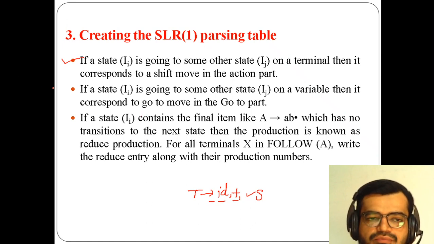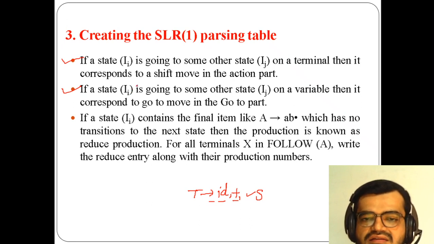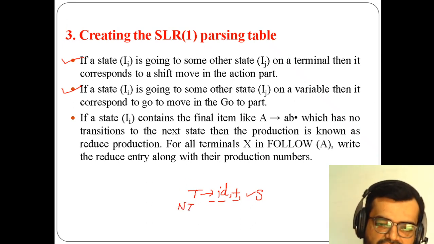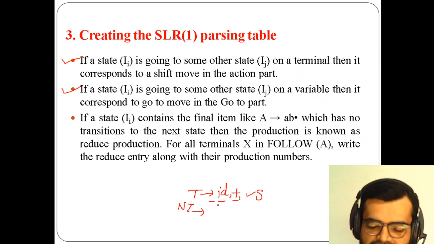Next comes the second step. What is the second step? It says that if one state Ii goes to another state Ij on a variable, meaning a non-terminal, then what are the non-terminals here? In the same example, E and T.